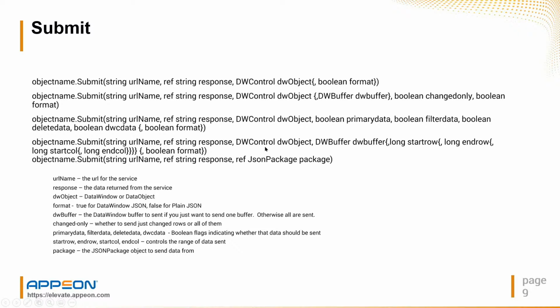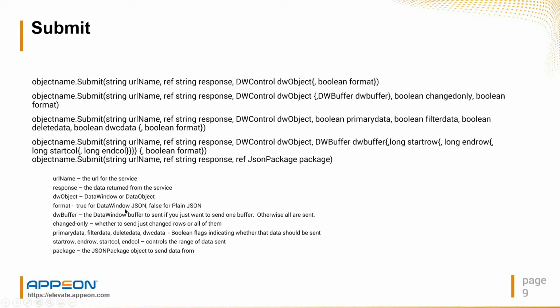For the first four options here, what you have is DW control. That means either data store or data window that you can pass in. And then this Boolean format indicates whether you're going to be passing DataWindow JSON or plain JSON. The DataWindow JSON is the one that's specific to PowerBuilder. It contains all kinds of state information: what rows were updated, what columns were updated, what were the original values, what are the updated values.